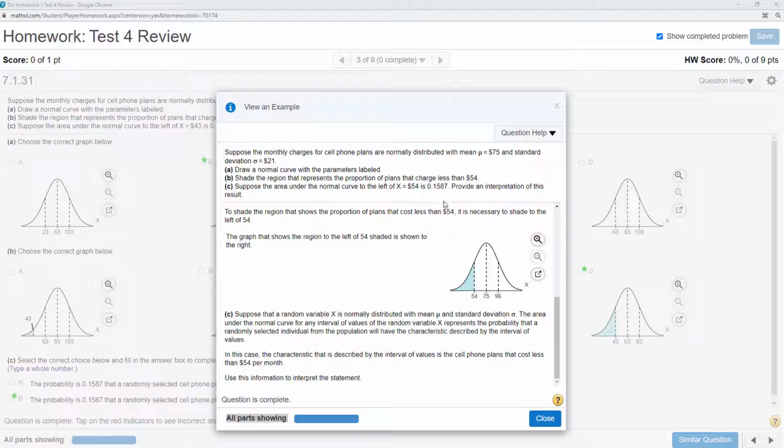So it's like a 15%, rounded 16% probability. So they'll have that characteristic of being less than $54.